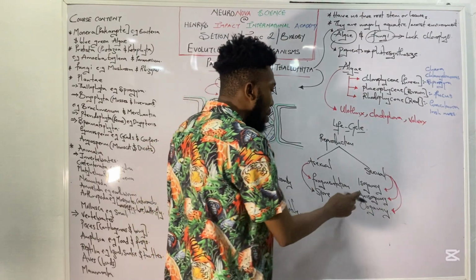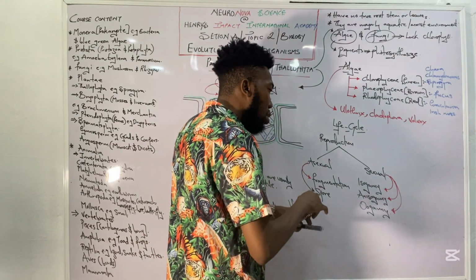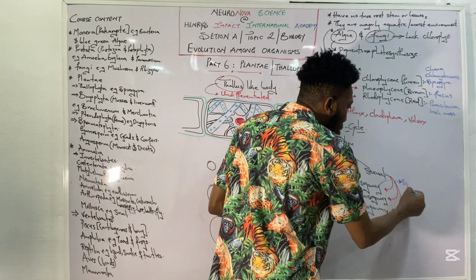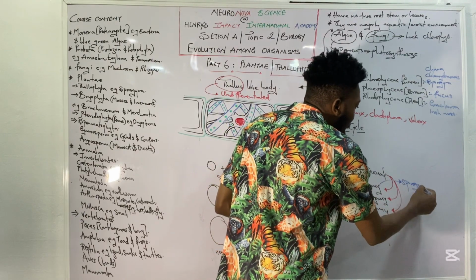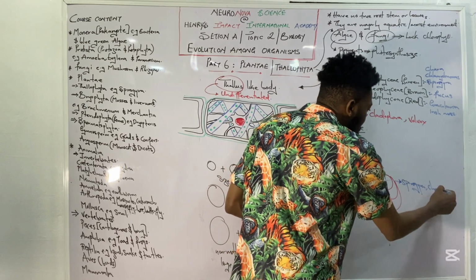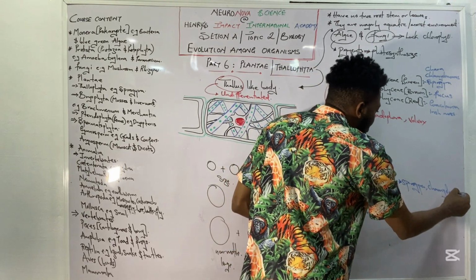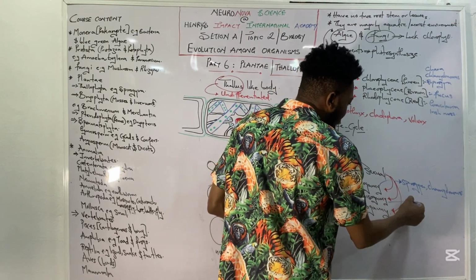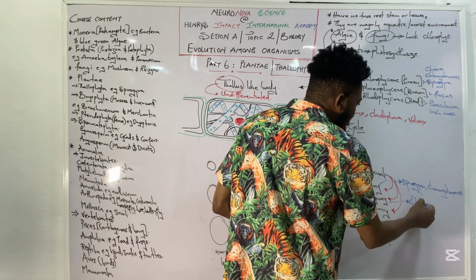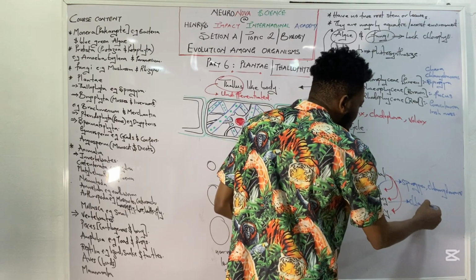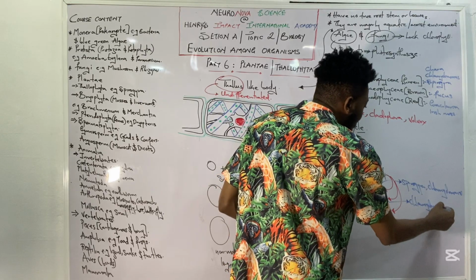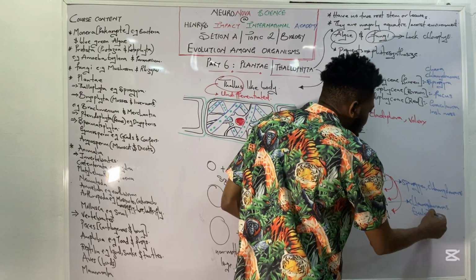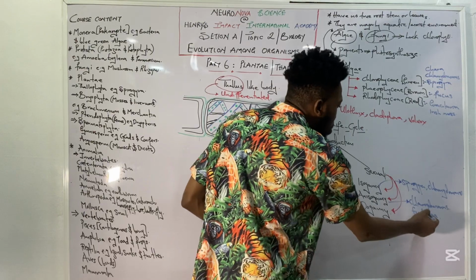Usually you will see isogamy happening in Chlamydomonas. You will see it happening in Spirogyra. Yes. You will see anisogamy usually happening in Chlamydomonas as well. And there's even a species that we call Eudorina. So it also happens in Eudorina.